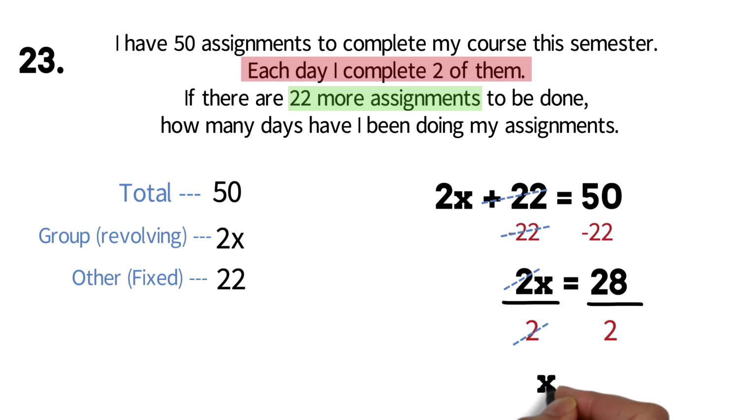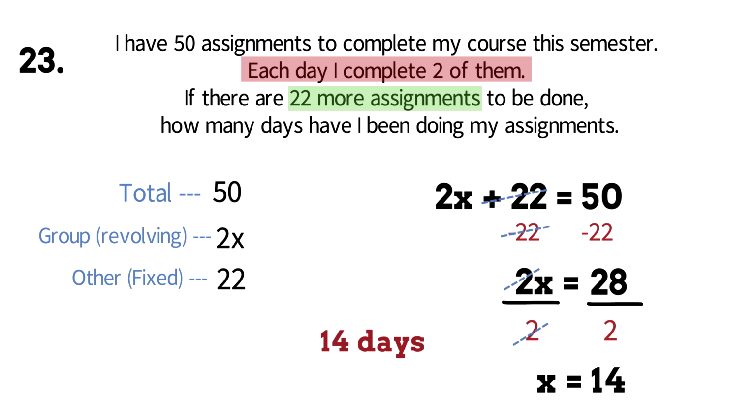28 divided by 2 is 14. This means that I have been doing my assignment for 14 days. For teaching purposes and clarity, I write a lot of things down.